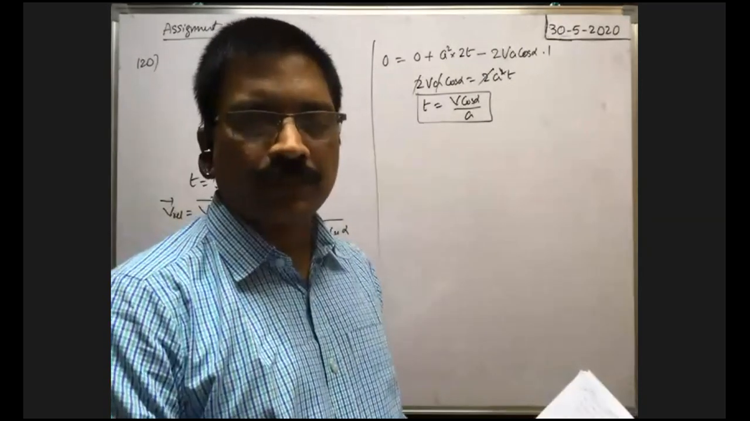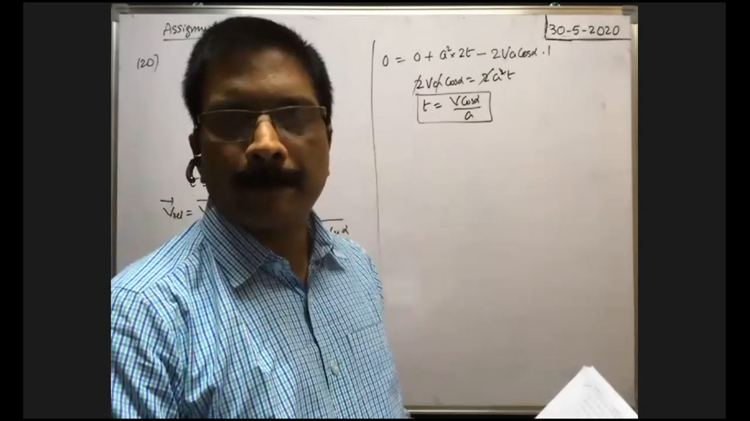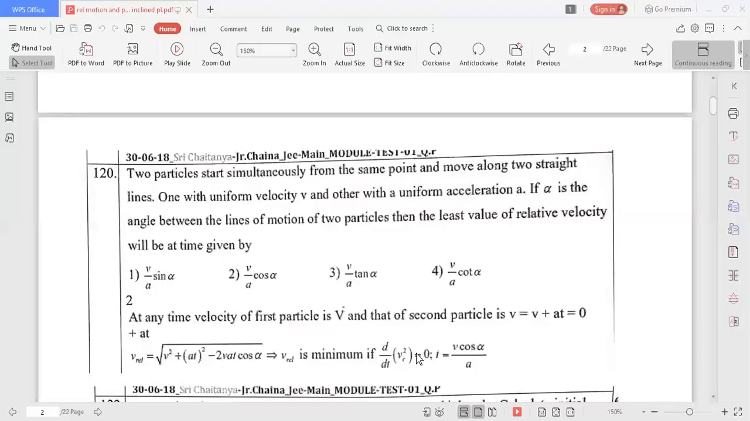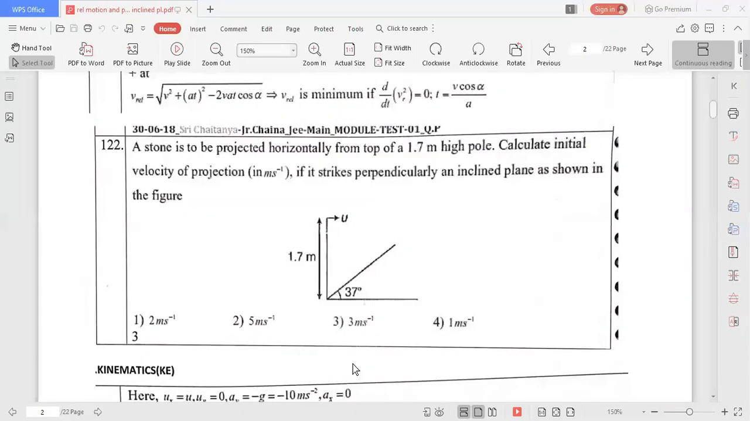Okay, next. One more problem. Problem 122. A stone is to be projected horizontally from the top of a 1.7 meter high pole. Calculate the initial velocity of projection if it strikes perpendicularly an inclined plane as shown in the figure. Calculate the initial velocity of projection. That is the question.